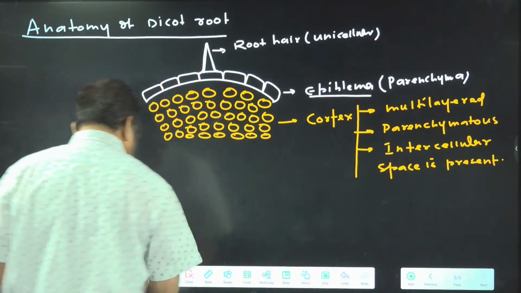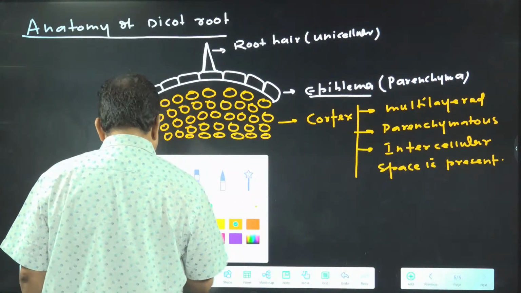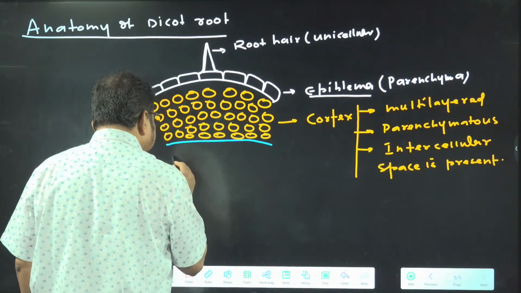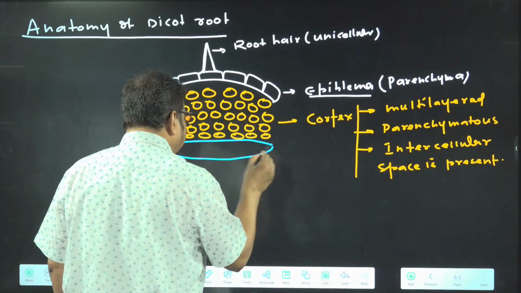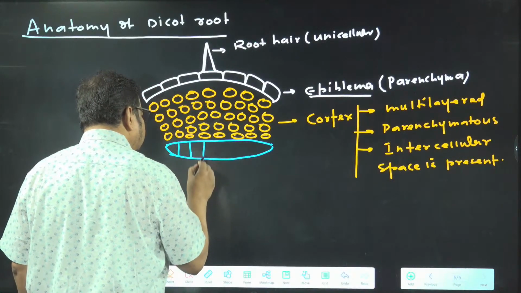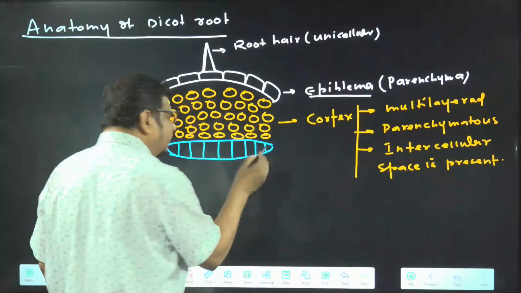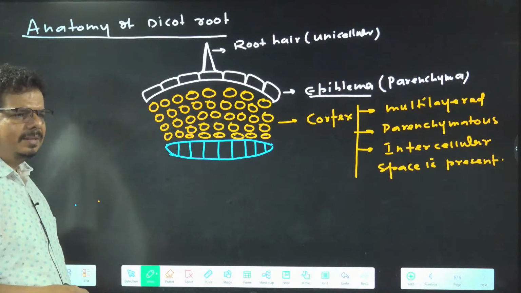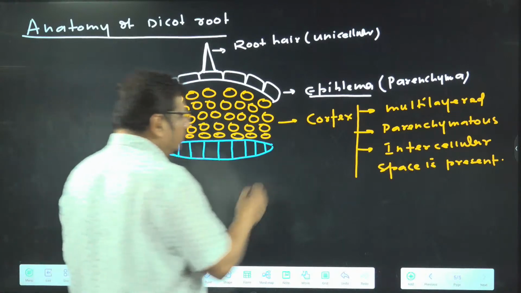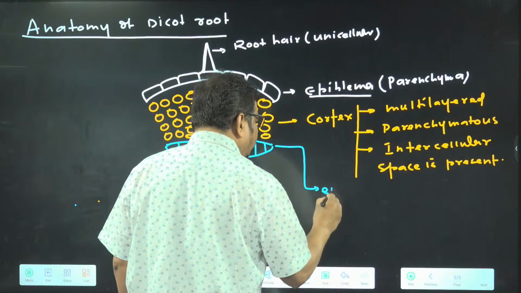Now below the cortex, another layer is there, and it is single layered. This another layer structure is present below the cortex. These are the cells of this layer. And what are you finding, is intercellular space there or not there? Tell me. Intercellular space you are finding here? Not finding. So here this layer's name is endodermis.